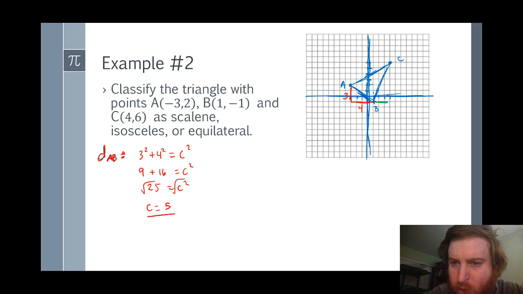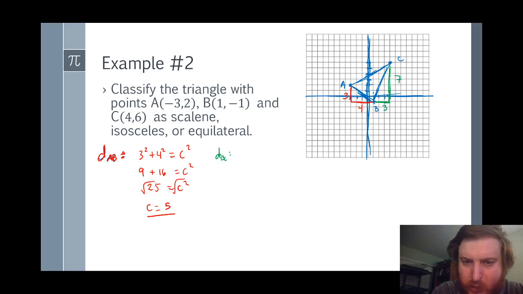So I'm going to go over and then up. So this is again 1, 2, 3. But then this one is 1, 2, 3, 4, 5, 6, 7. Okay. So our distance between B and C, we'll do that same thing.